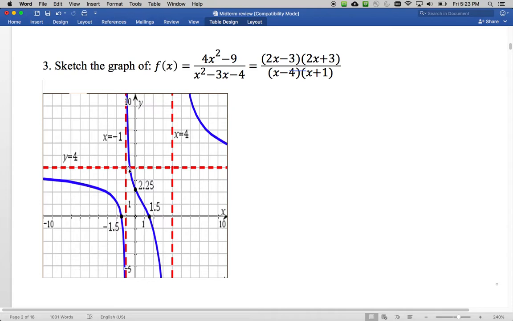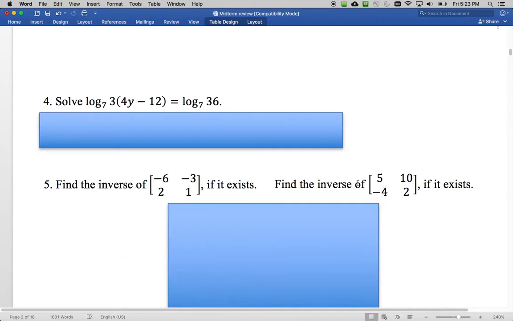And then notice here that my graph in the middle does cross the horizontal asymptote. Yes, that is possible, but it only happens towards the center of the graph, and it only happens on the horizontal asymptotes. All right, moving on. Number 4.